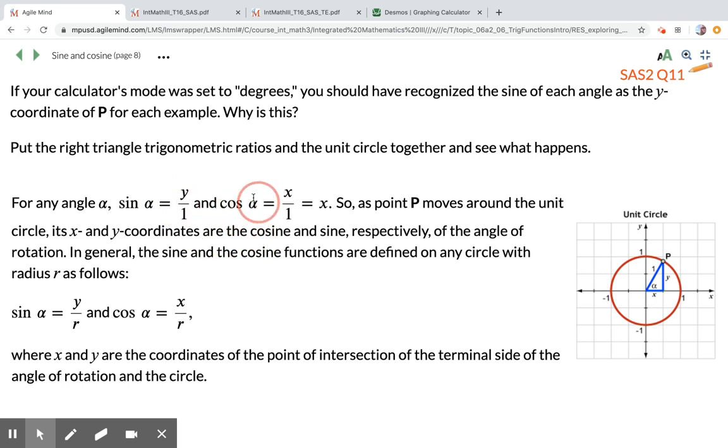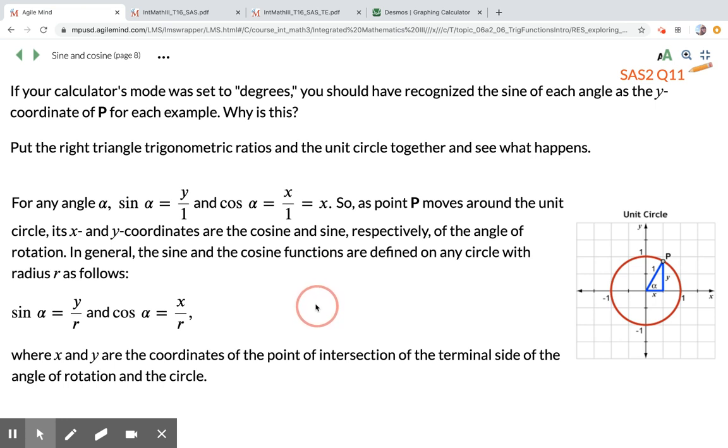that the cosine of alpha, remember that we just said that cosine was the adjacent leg over the hypotenuse, and here we can see the adjacent leg is x, my x coordinate, and my hypotenuse, because it's a unit circle, is of course 1. So x divided by 1, well, that just gives me x. That's why this is happening: when you do the sine of an angle, you're finding the y coordinate of a point on the unit circle.